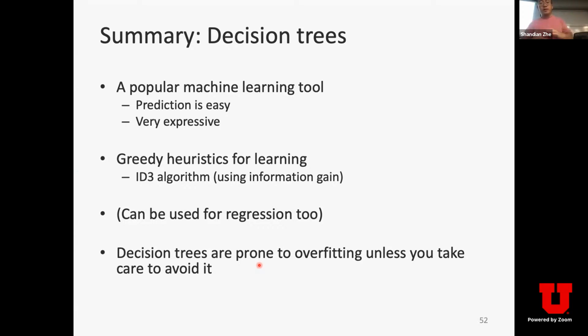It is very classical and very widely used. It's very intuitive. Prediction is easy, and the essence of decision tree learning is a greedy heuristic approach, right? Remember, our goal is to find a tree that is as small as possible. However, finding a globally minimum tree is NP hard. That's why you have to resort to a greedy heuristic approach.